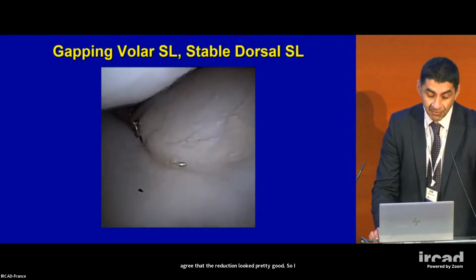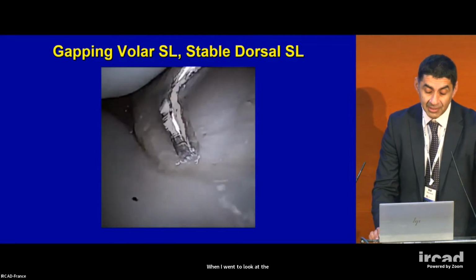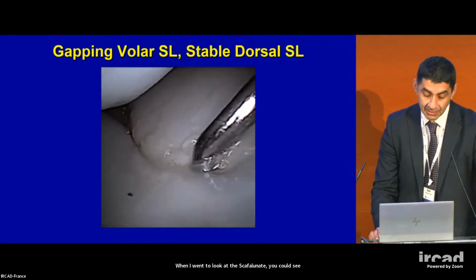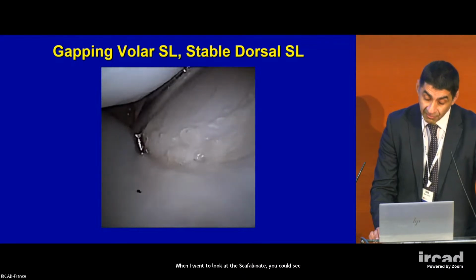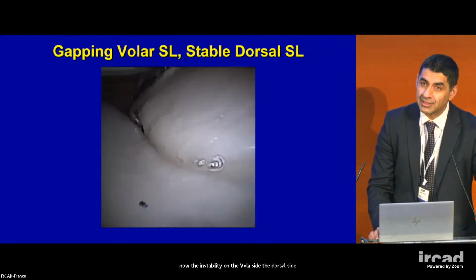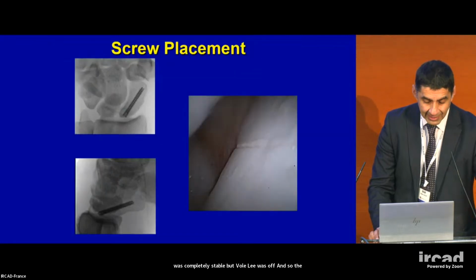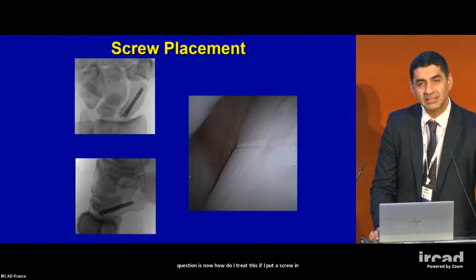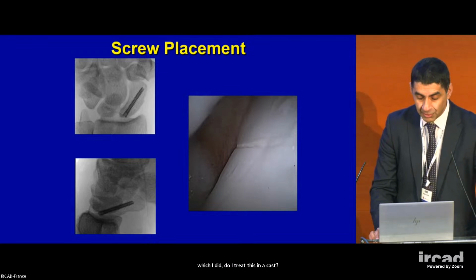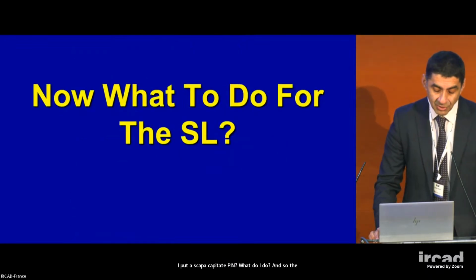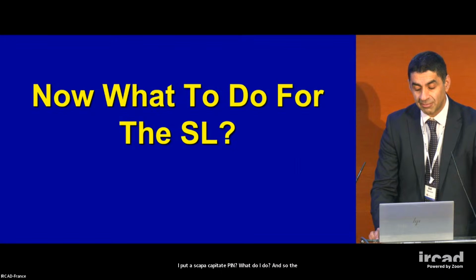When I went to look at the scapholunate, you could see now the instability on the volar side. The dorsal side was completely stable, but volarly it was off. So the question is now, how do I treat this? If I put a screw in, which I did, do I treat this in a cast? Do I put in a scaphocapitate pin? What do I do? How does one address this type of injury?